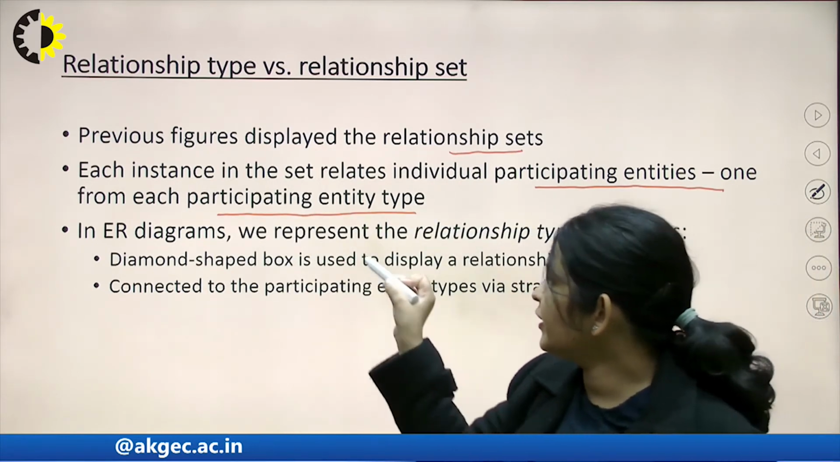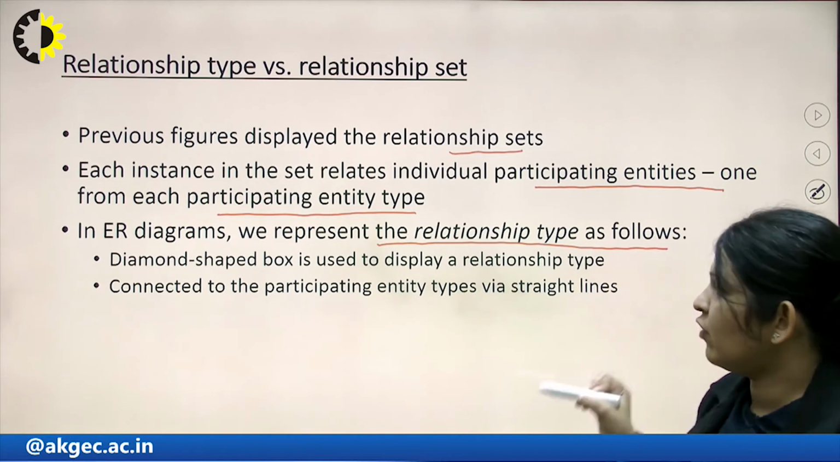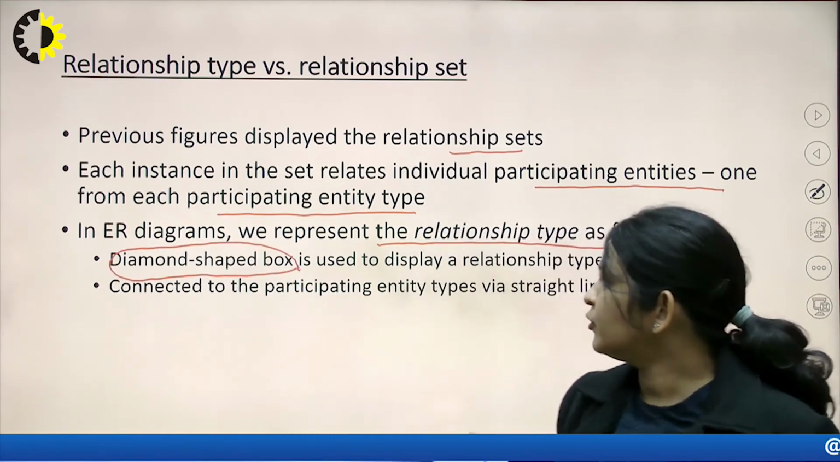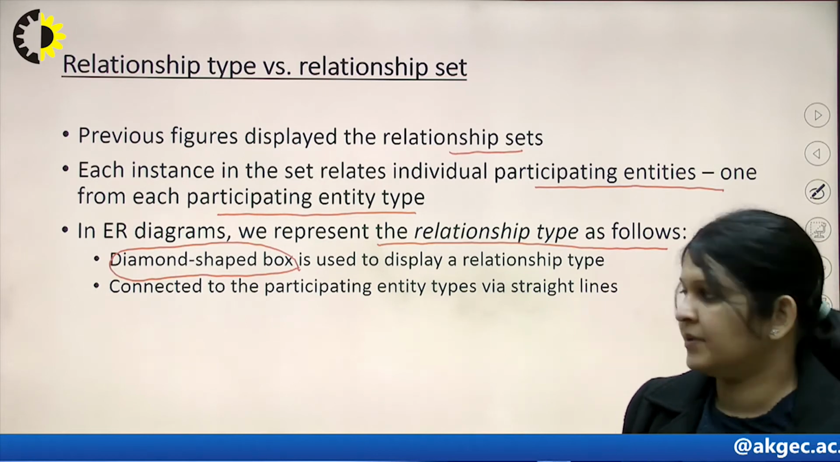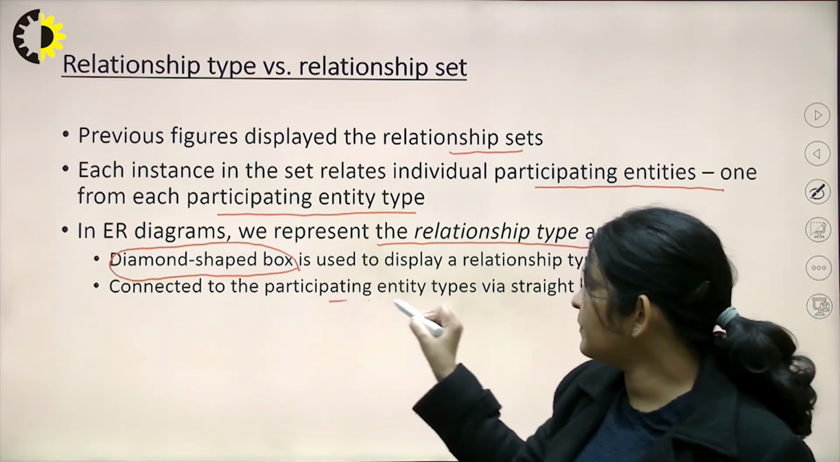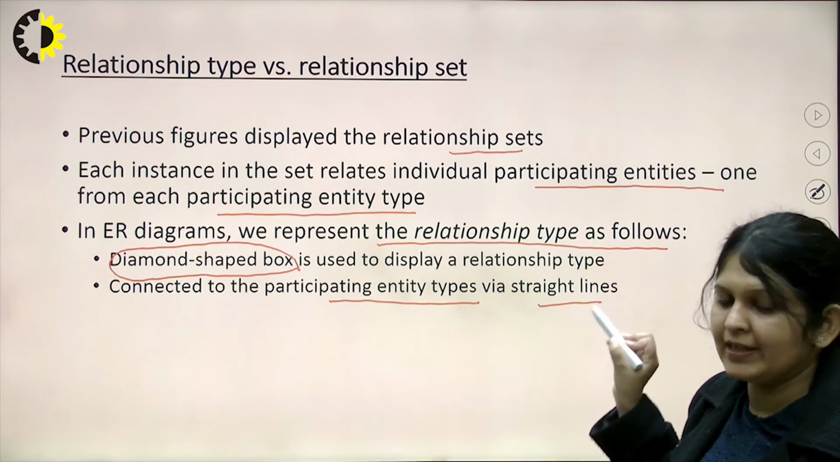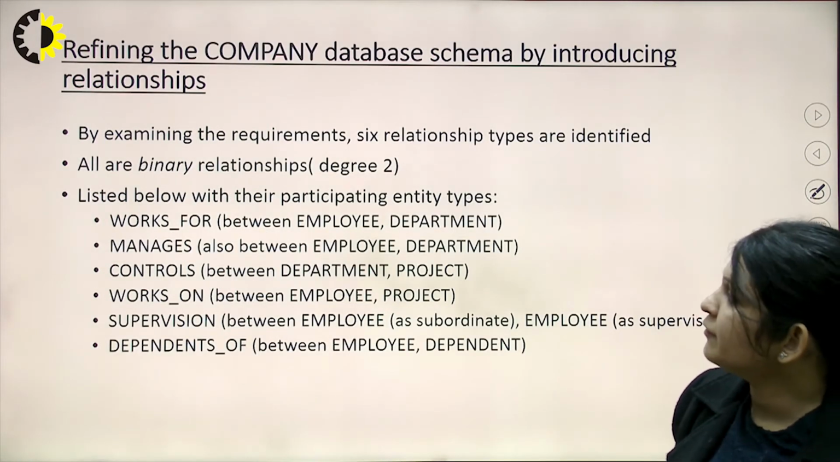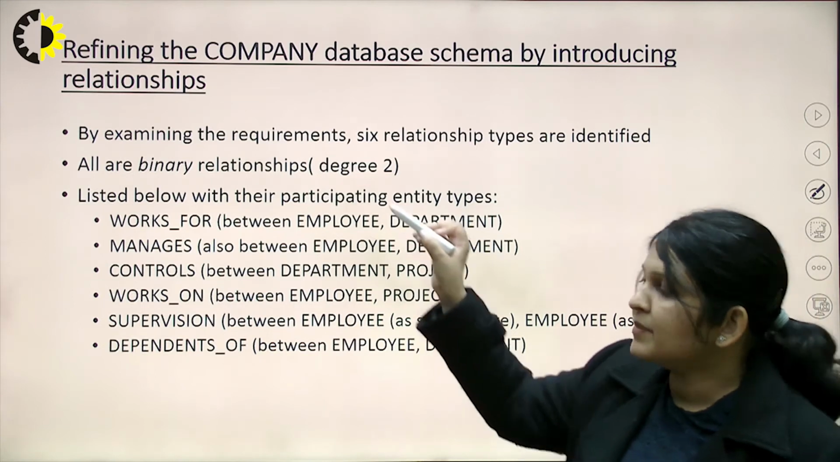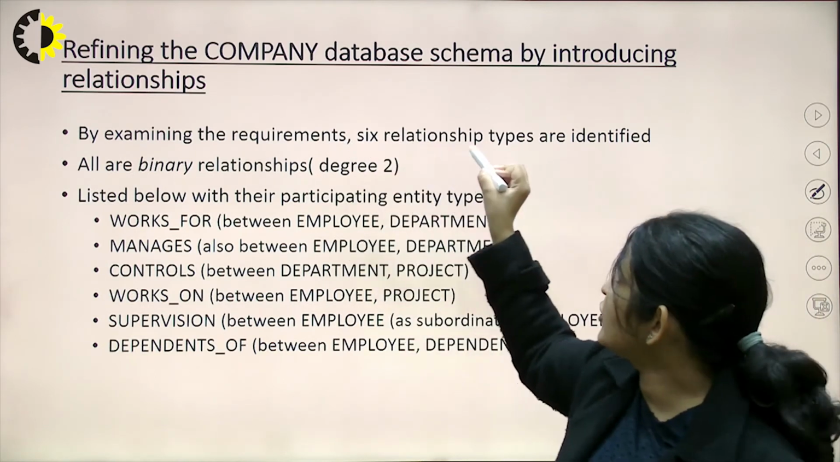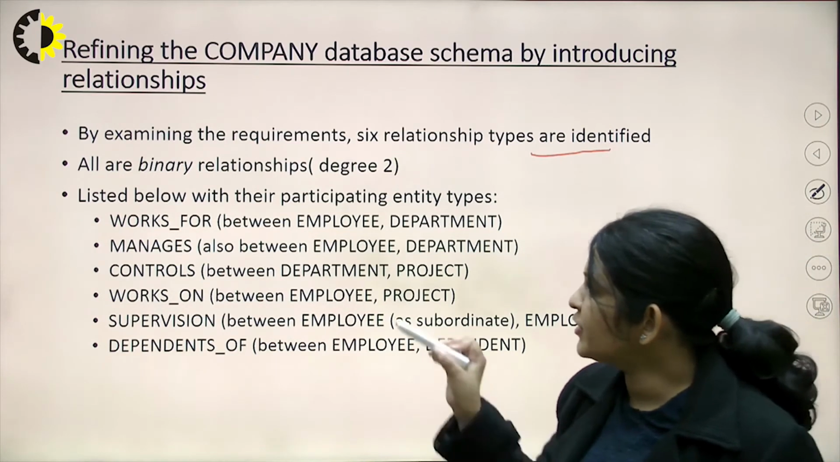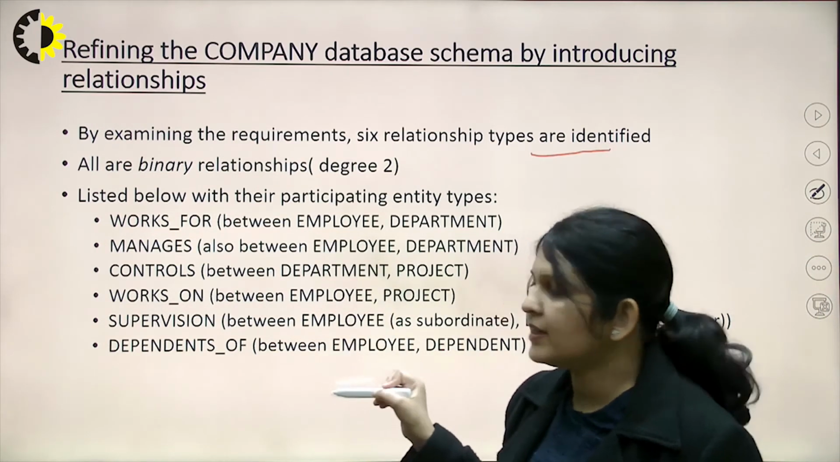So in the ER diagram we represent the relationship type as follows. We use the diamond-shaped box to represent the relationship type, connected to the participating entities through straight lines. Then further refining, we know by examining the requirements that 6 relationship types are identified. These are binary relationships, so we listed them down.